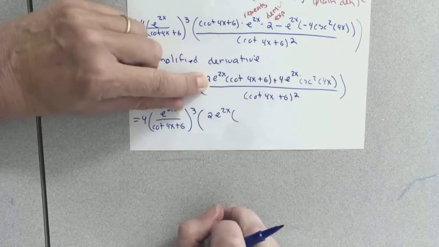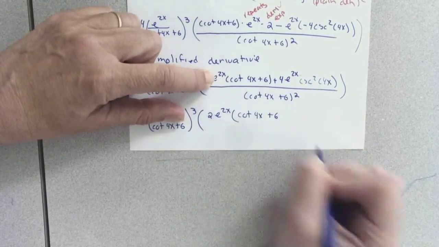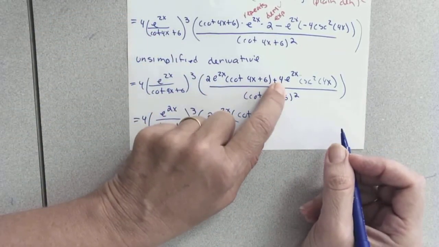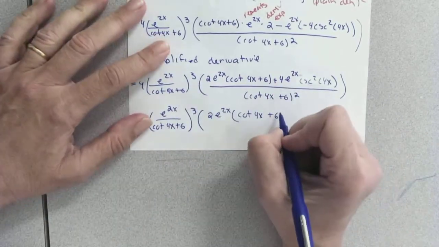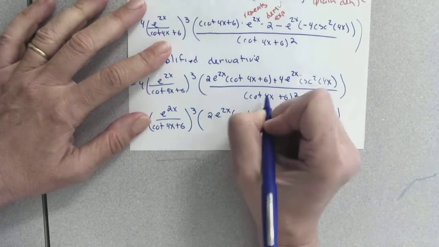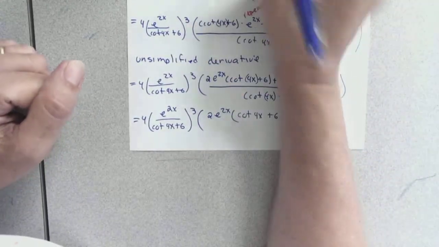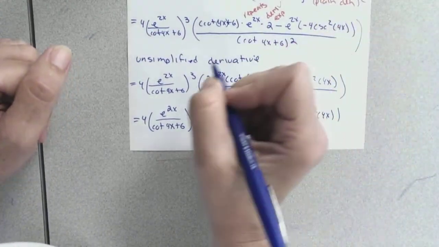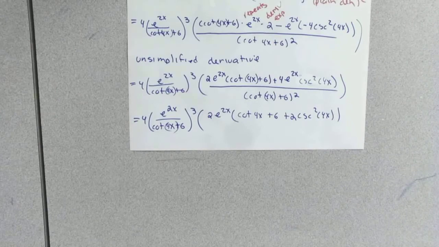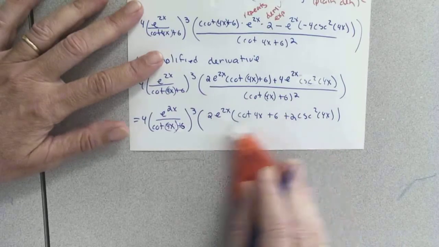So factoring that out, I factored out the 2e to the 2x, which will leave me a cotangent(4x) plus 6. And then I factored out the 2, so 4 divided by 2 is 2. Then I have the cosecant squared (4x). And I'm going to put all my 4x arguments in parentheses. It'll be prettier that way, and I apologize that I didn't do that sooner. So all I did there was put all my 4x's in parentheses because it's just a little prettier and easier to understand that way.